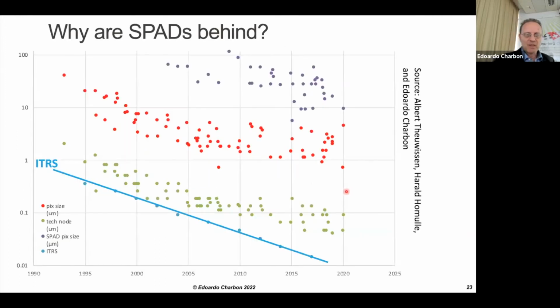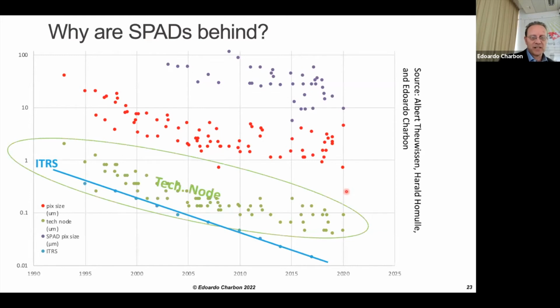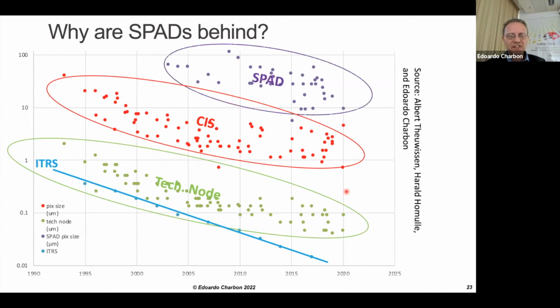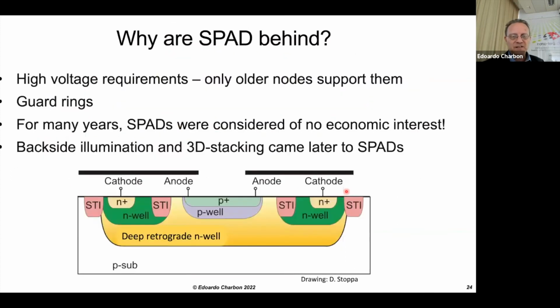But why is that? You can see it from the ITRS tech nodes versus the pitch achieved in conventional CMOS image sensors, that is going in 2020 below the single micrometer pitch, whereas in SPADs, this is actually one order of magnitude higher. The reason for that is mostly the fact that there are quite high voltage requirements, and there are guard rings that protect from premature edge breakdown. And also, for many years, SPADs were considered of no economic interest until very recently.